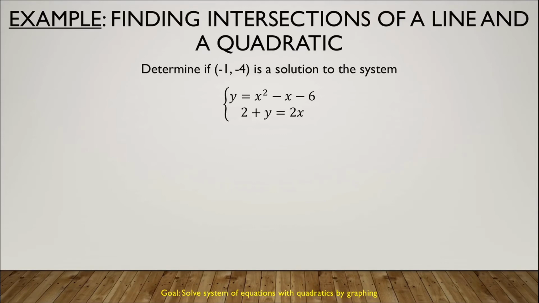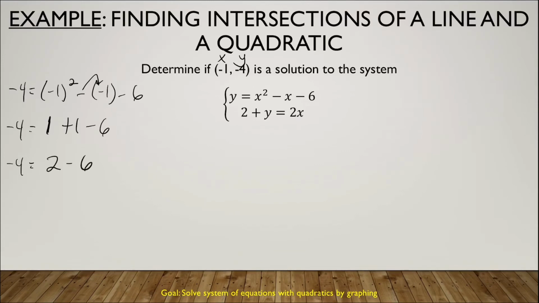And you can work with the quadratic as well, but we're going to do exactly the same thing. Anywhere I see an x, I'll plug in negative 1. Anywhere I see a y, I'll plug in negative 4. So I get negative 4 equals negative 1 squared minus negative 1 minus 6. Negative 1 squared is 1. Negative 1 times the negative 1 gives me a plus 1 minus 6. I get 2 minus 6, and 2 minus 6 is negative 4.